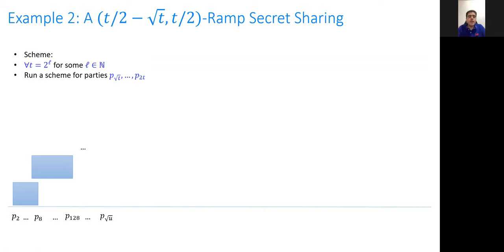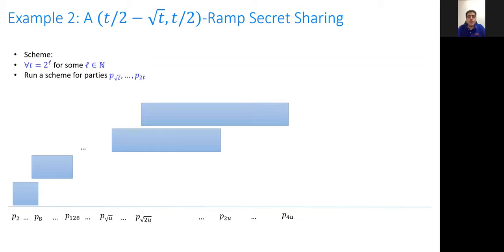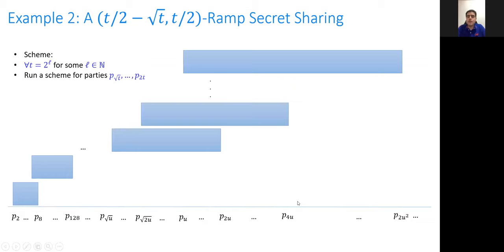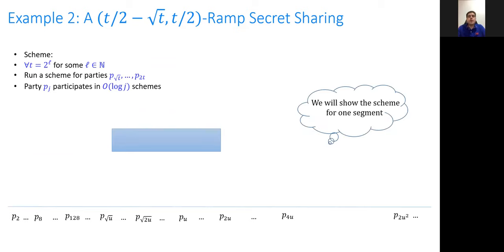When T equals u, we run the scheme from party square root of u until party 2u, and when T is u squared, we run from party pu until party p2u squared. Party PJ participates in order L log J schemes. Okay, so we'll show the scheme for one segment, and this can be generalized for any segment.